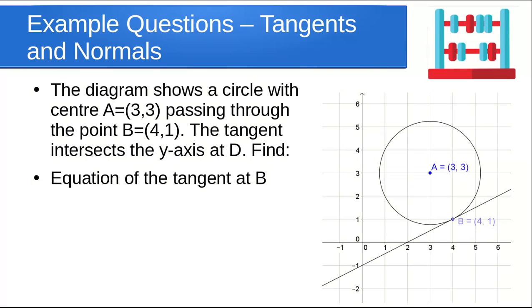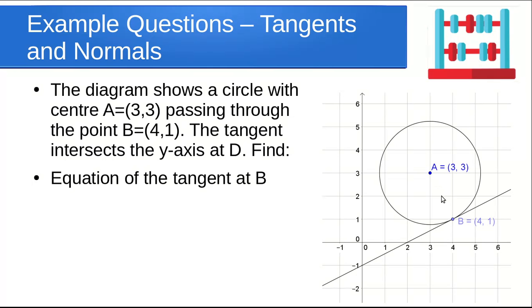Now it also passes through the point (4, 1), and all we're going to be asked to do is find the equation of the tangent at B first. Now there is a routine to this problem. You could use implicit differentiation if you've done A2 maths, but it's actually easier this way round anyway, I think.